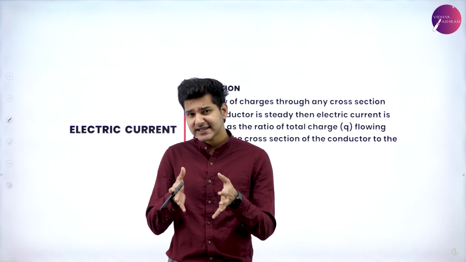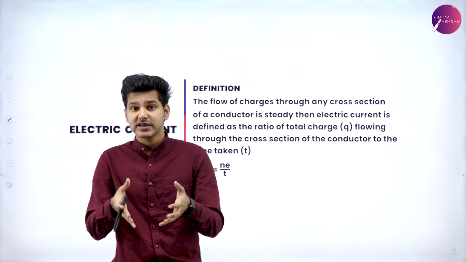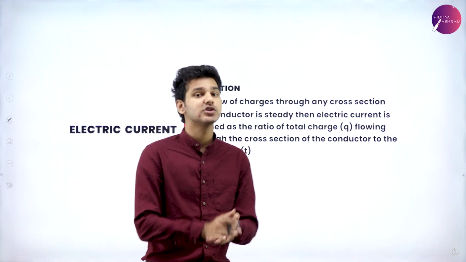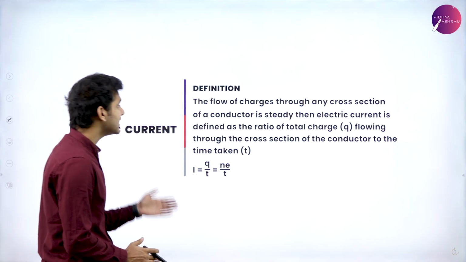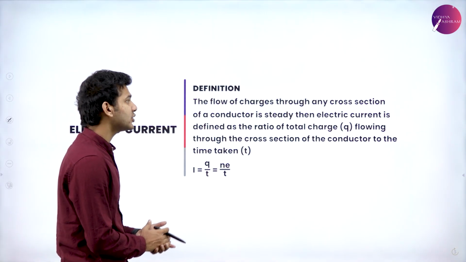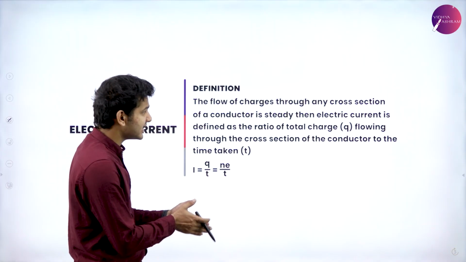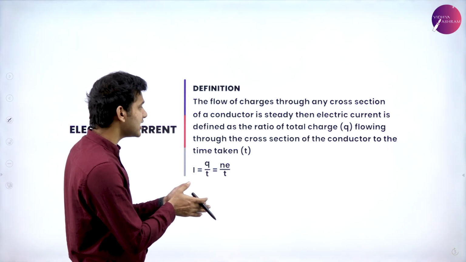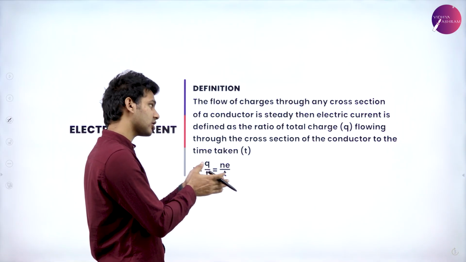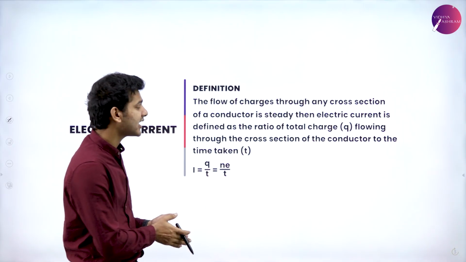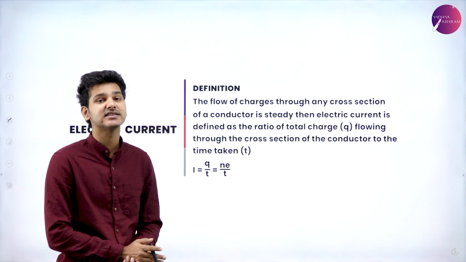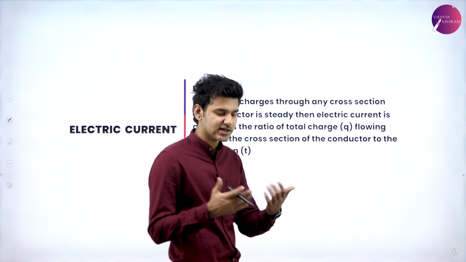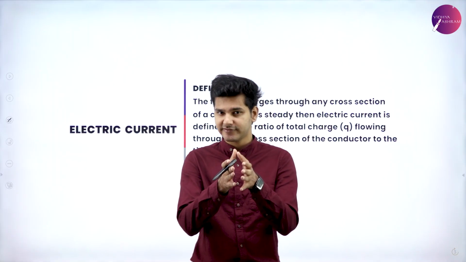So what exactly is the definition of electric current? If the flow of charges through any cross section of a conductor is steady, then the electric current is defined as the ratio of total charge flowing through the cross section of a conductor to the time taken. That is, I is equal to Q by T. Don't worry if you don't understand it suddenly, I'll explain it in detail in a few seconds.